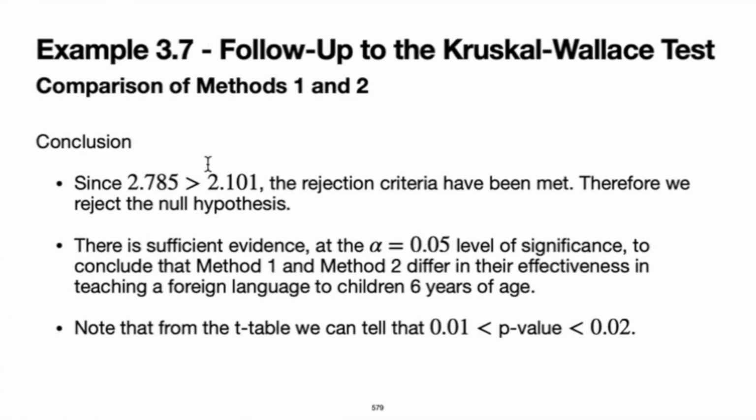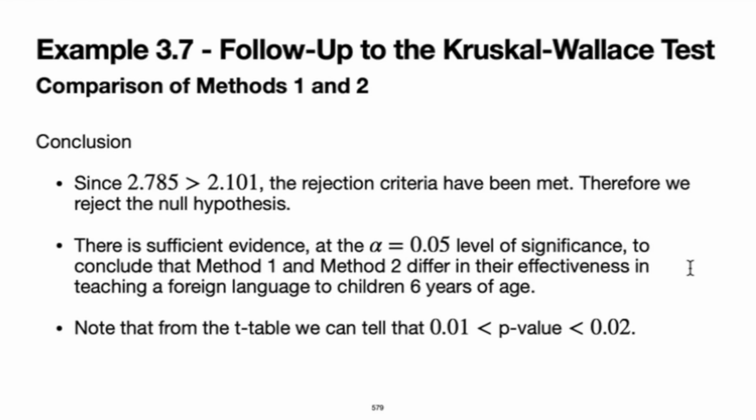Since 2.785 is greater than the upper critical point, the rejection criteria have been met, and so therefore we're going to reject the null hypothesis. And so we can say that there is sufficient evidence at the 0.05 level of significance to conclude that method 1 and method 2 differ in their effectiveness in teaching a foreign language to children 6 years of age.